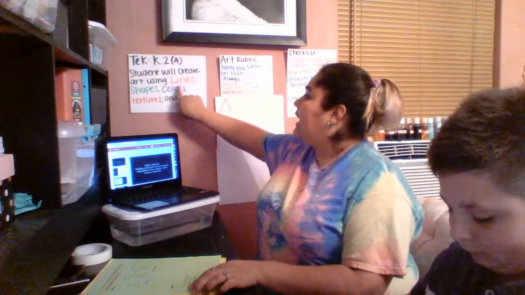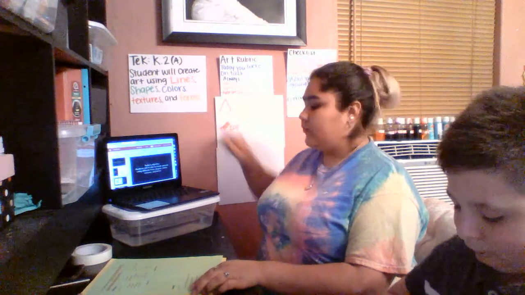What kind of lines did you incorporate into your artwork? Straight lines and ocean wavy lines. And ocean wavy lines. Awesome. So we'll look back at our artwork and discuss the types of things that we added to our art, which should be lines, shapes, colors, textures, and forms.